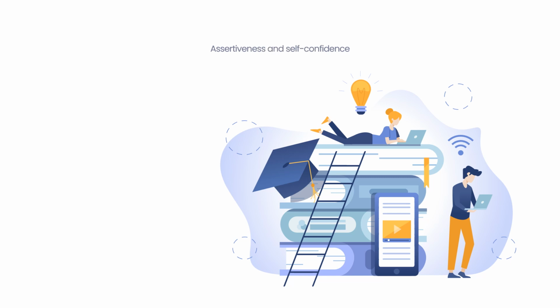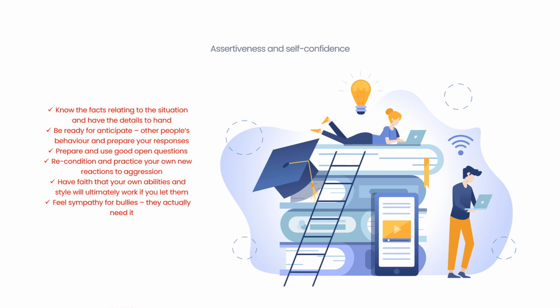Assertiveness and self-confidence: know the facts relating to the situation and have the details to hand. You see, in communication, you make sure that you understand the situation. We saw it in decision making and problem solving. Understand the situation, have the required information, the details, before opening your mouth and intervening. Be ready to anticipate other people's behavior and prepare your responses. You are a supervisor, always be ahead.